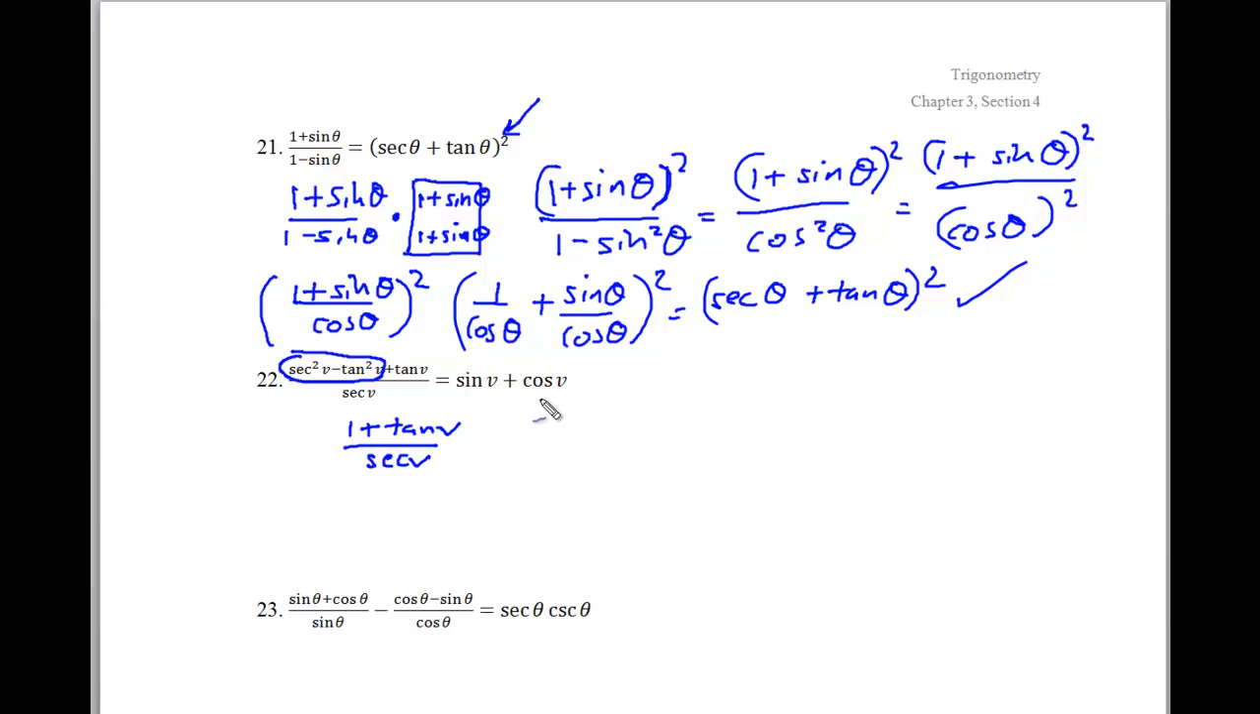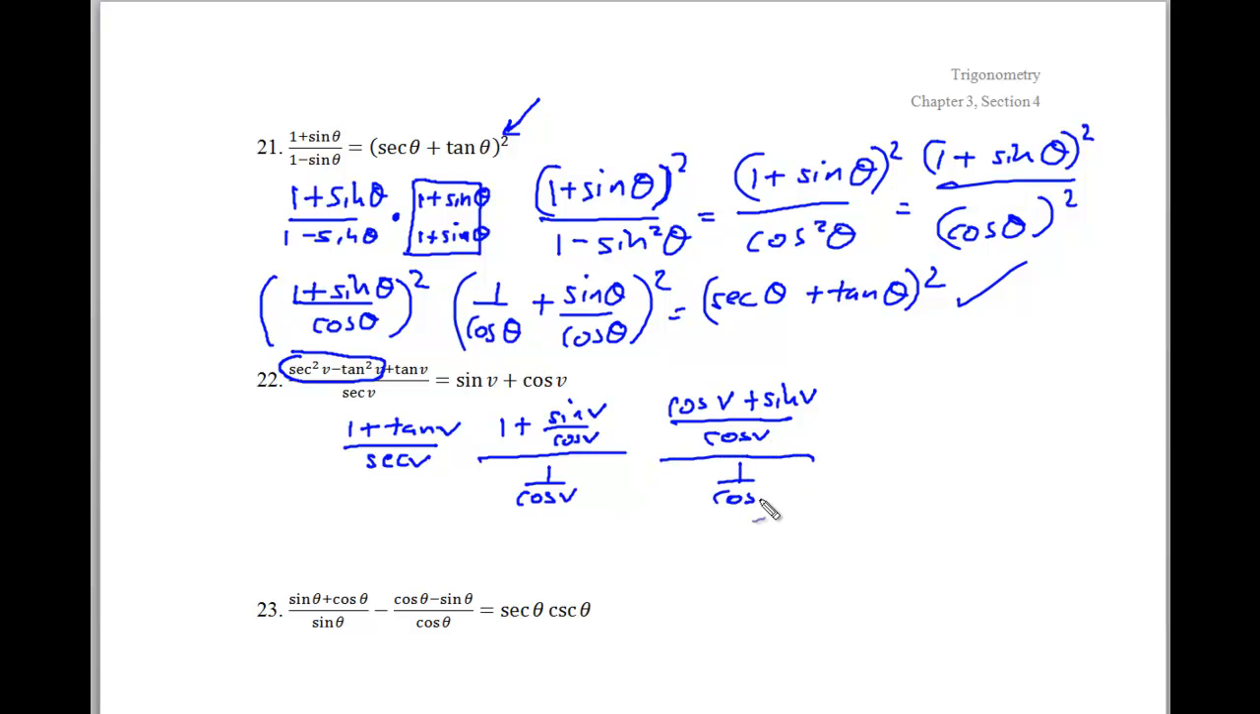This is pretty nice since we are going to be able to break this down, but you're going to see that it would be best to turn everything into sine and cosine, because we have our answers in sine and cosine. So we have 1 plus sine of v over cosine of v, over 1 over cosine of v. Let's get common denominators in the numerator. I'm going to multiply this left-hand side by cosine over cosine. This is going to give me cosine v plus sine of v over cosine of v. And then I'm going to have 1 over cosine of v.